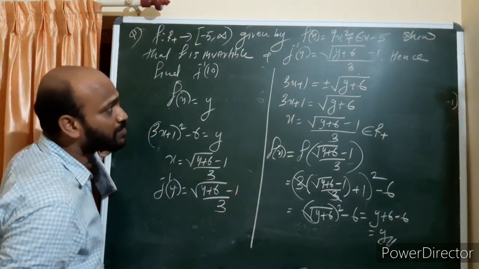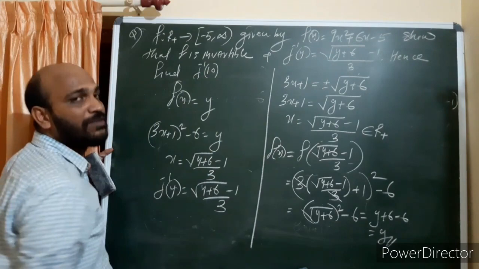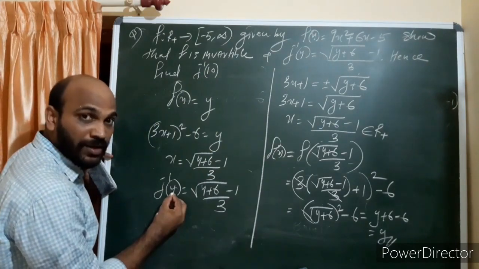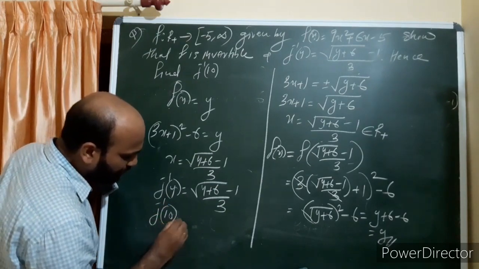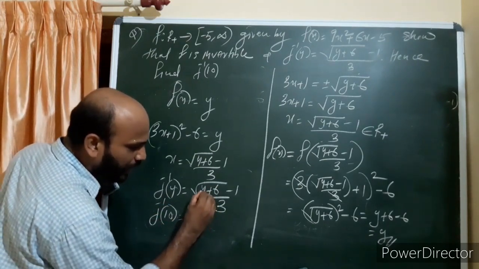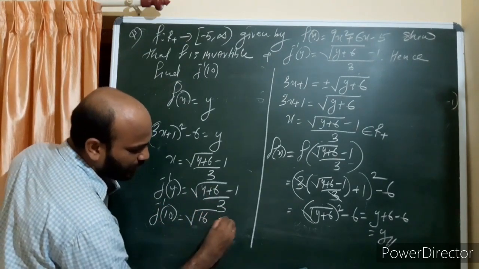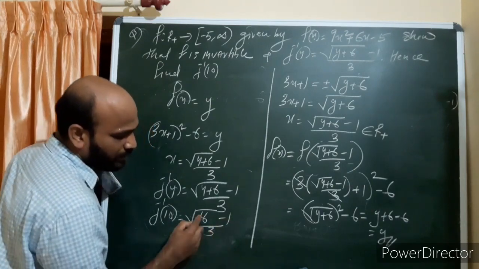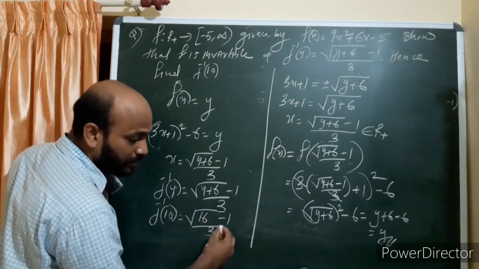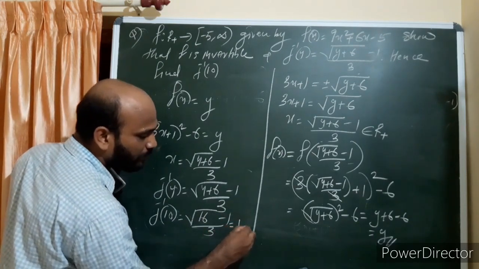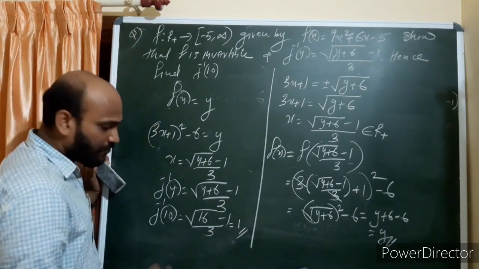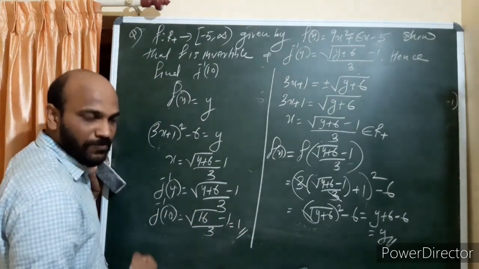Now, sub question is that we want to find f inverse of 10. So, in place of y, you have to substitute 10. f inverse of 10 is equal to root of 10 plus 6, root 16, minus 1 by 3. That is 4 minus 1 by 3, that is 3 by 3 equal to 1. f inverse of 10 equal to 1.